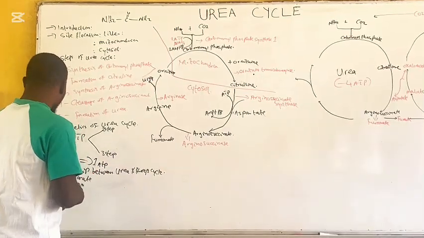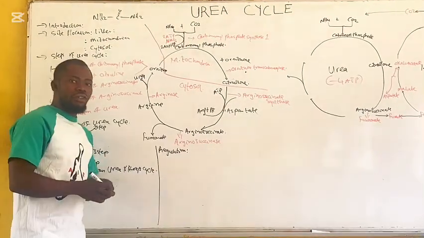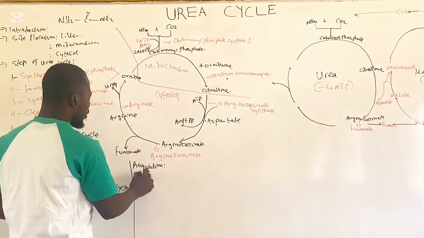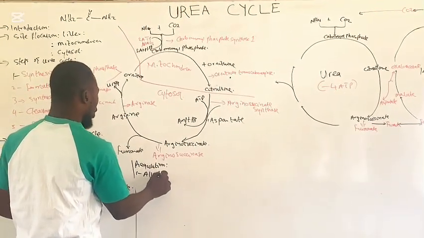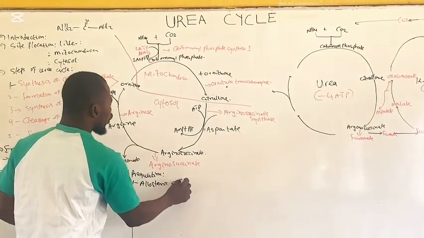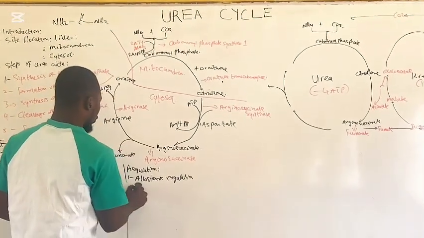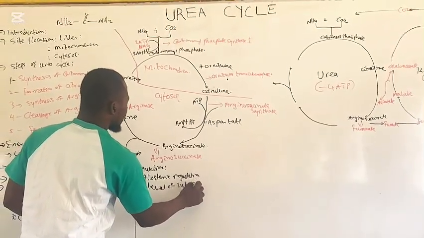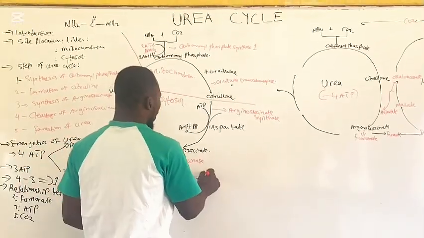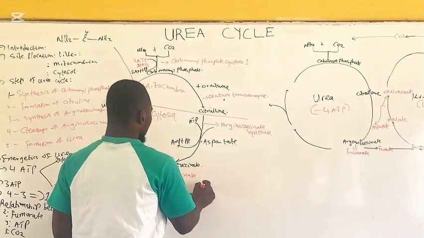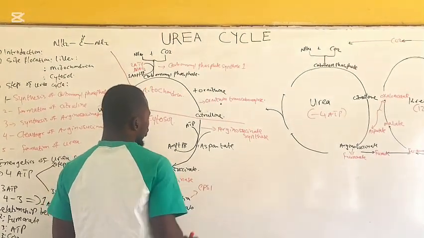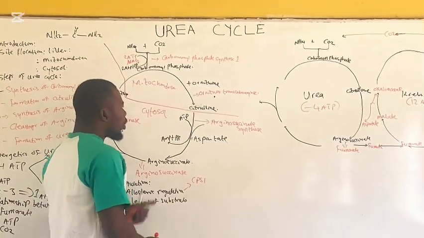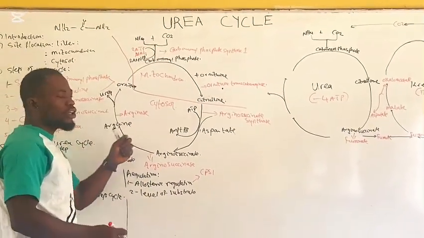The next thing we shall be looking at is the regulation of the urea cycle. The urea cycle is regulated by 1, allosteric regulation, and 2, level of substrate. The chief enzyme that regulates the urea cycle is carbamoyl phosphate synthetase 1. And this carbamoyl phosphate synthetase 1 requires an activator which is called NAG, N-acetyl glutamate.